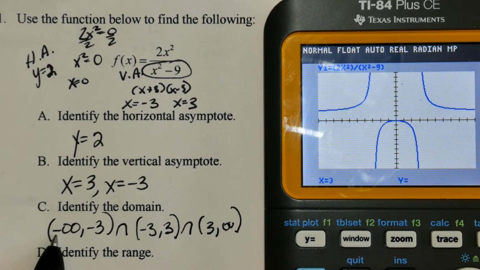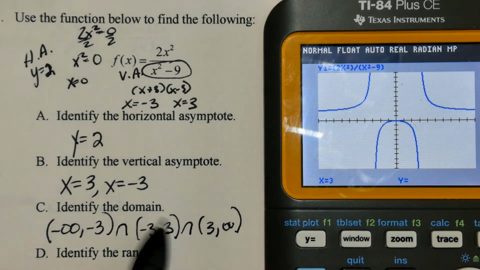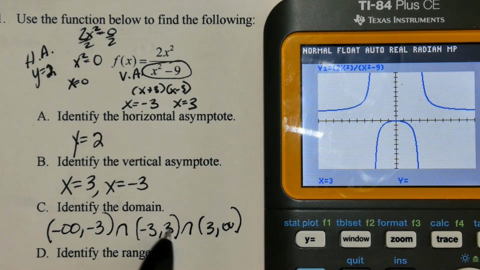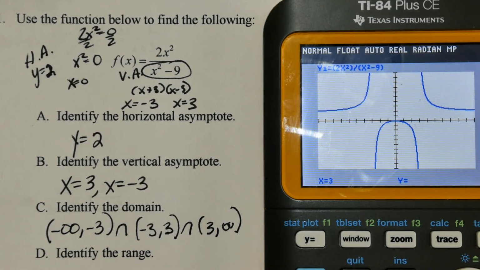This says the function comes from the very far left and goes to -3. Okay, it's going to jump over that asymptote, and then it goes from -3 to 3 in terms of x's, and then it jumps over and goes from 3 to infinity.